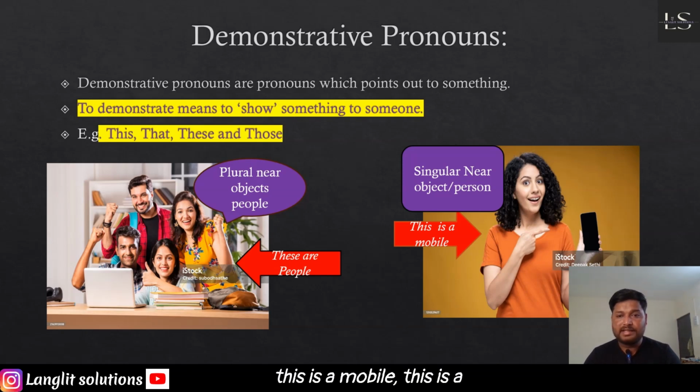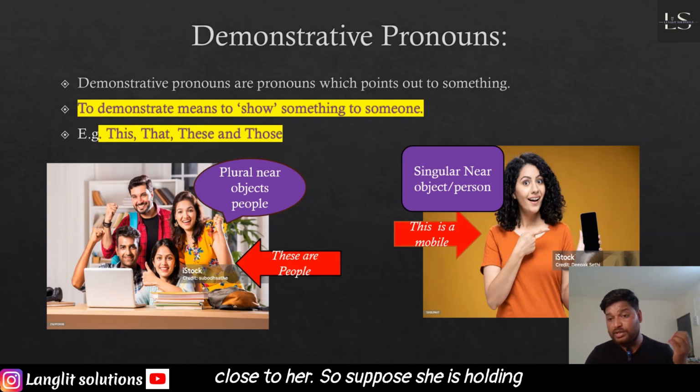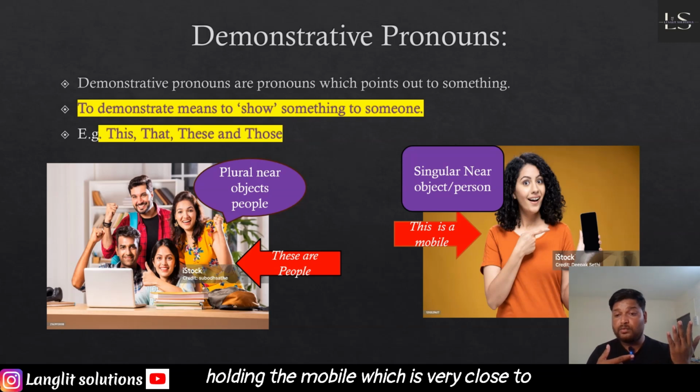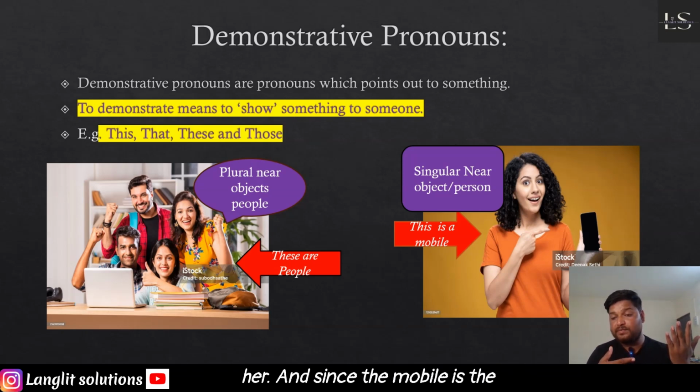So this is a mobile. Singular, near, object, person. It is singular also, it is near to that lady. As you can see, that lady is holding that phone in her hands. She is having that phone very close to her. Suppose she is holding the phone like this, and she is pointing her fingers at the mobile. She is holding the mobile which is very close to her, and since the mobile is the singular entity there, it is the only mobile she is holding, she will be saying this is a mobile.